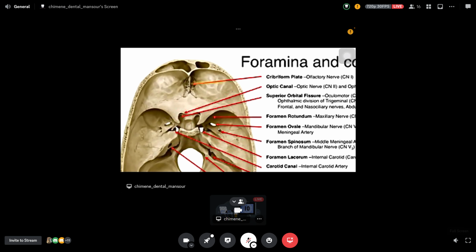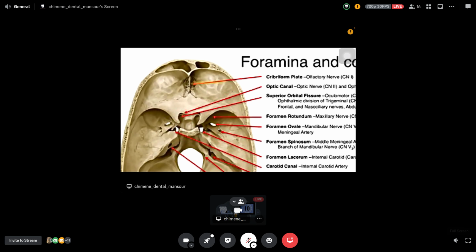In here, you have the groove for the middle temporal artery. You can see a kind of groove; it belongs to the middle temporal artery. Here you have a crest in the posterior part of the temporal bone. So this is the supramastoid crest.